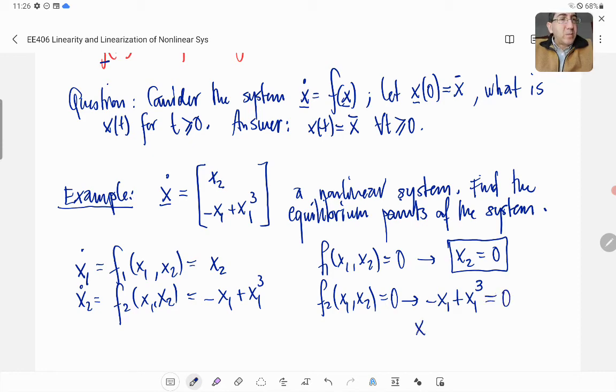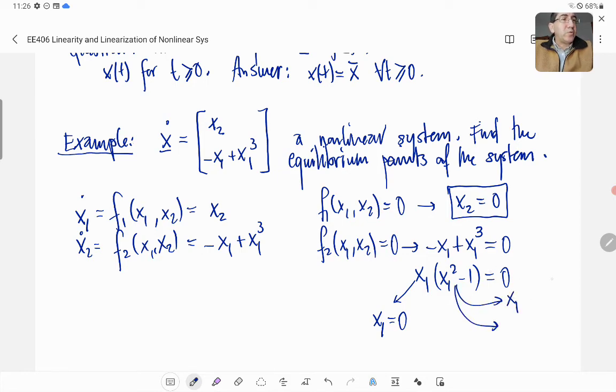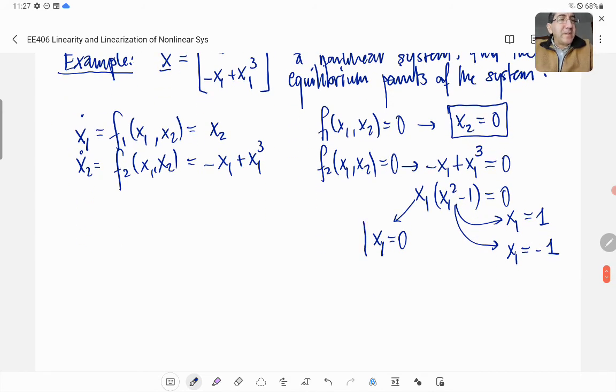That means you have x1 times (x1 squared minus 1) is equal to 0. That gives you a number of solutions. First, you can have x1 is equal to 0, which will make this equal to 0. And this one will give you two solutions. This will give you x1 is equal to 1 and x1 is equal to minus 1. Okay, because the square of x1 will be equal to 1. So you have three different alternatives for x1, but only one alternative for x2.